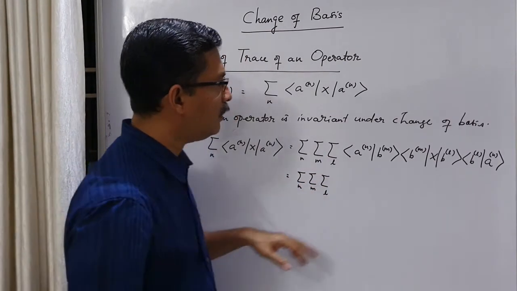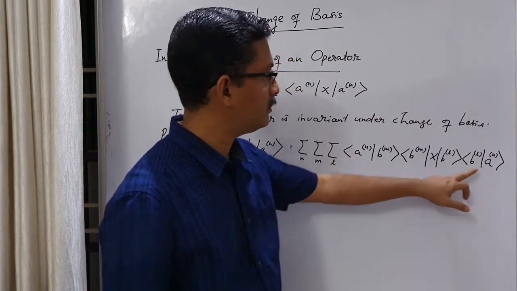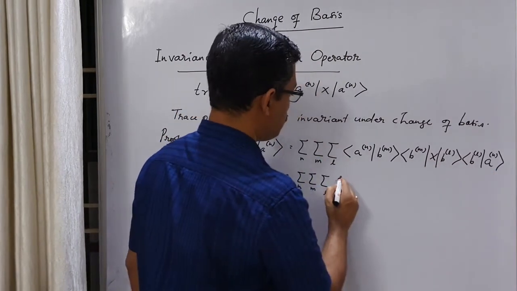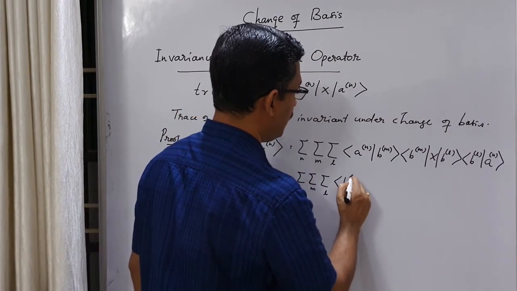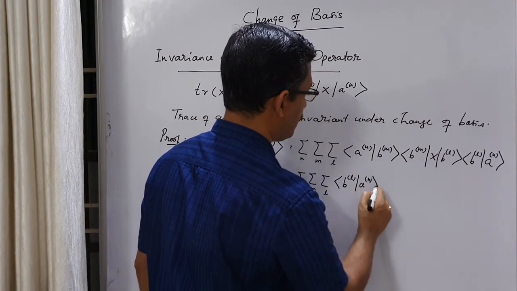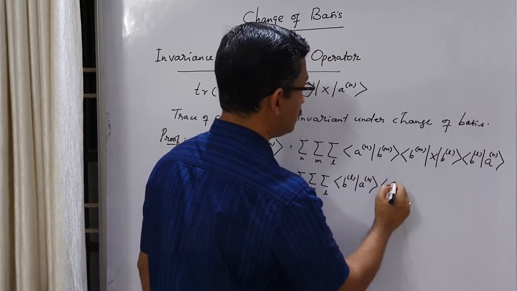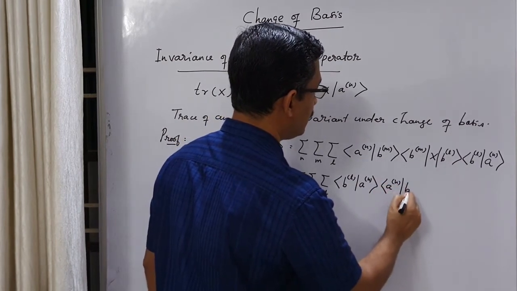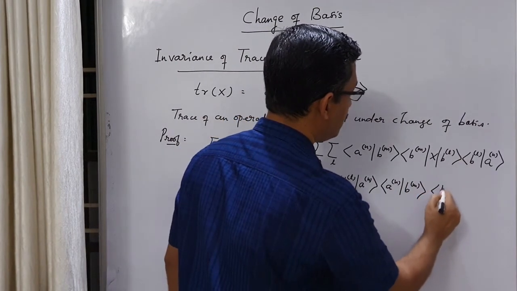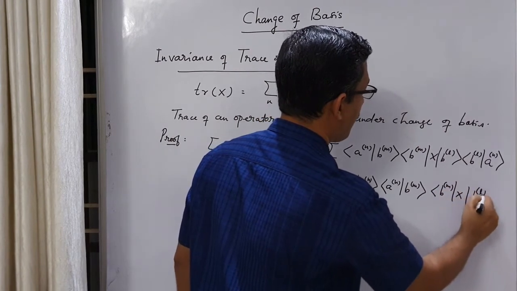Let me take this inner product to this end. So we have bra vector bl, then ket an, then this one. What is this? Bra vector an, ket bm, then this matrix element bm x bl.